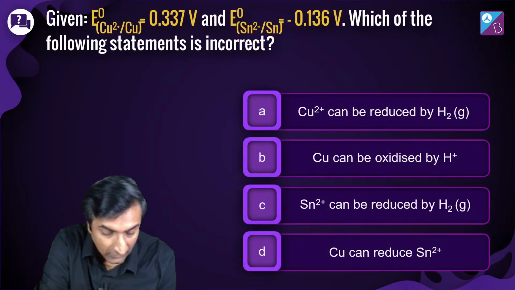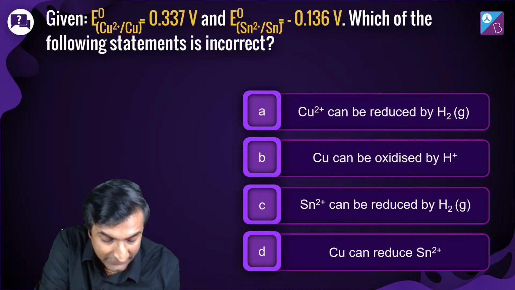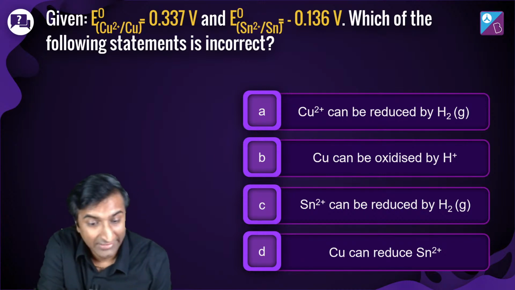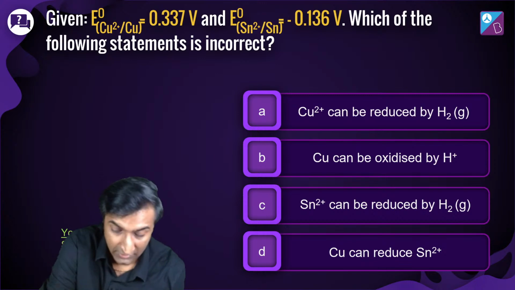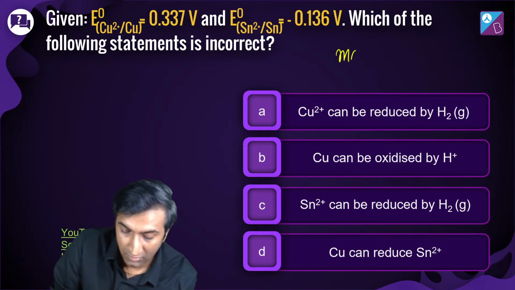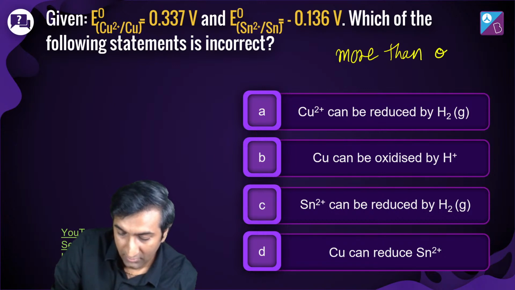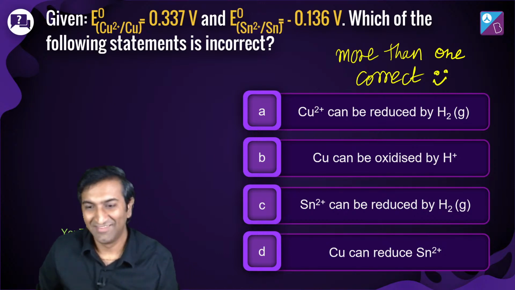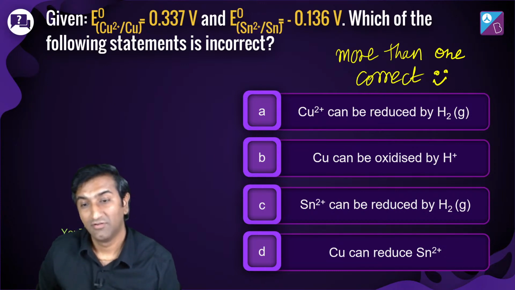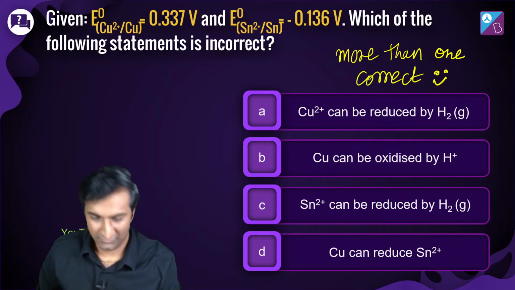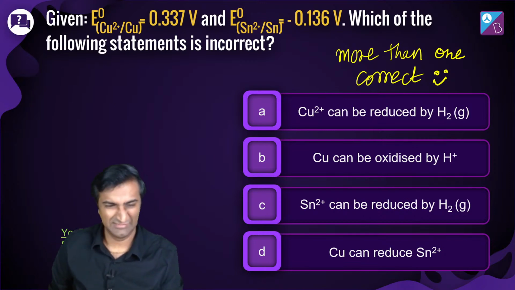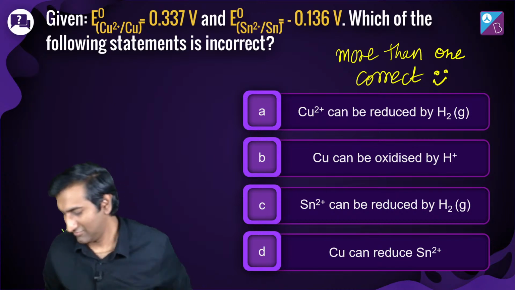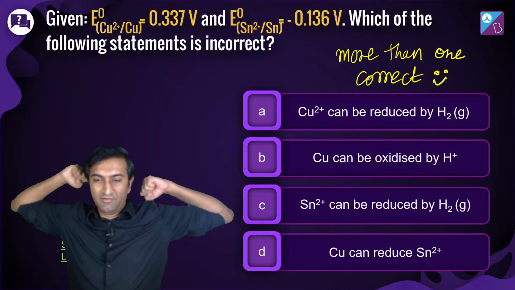Given the E naught of copper 2 plus and Sn2 plus, which of the following statements is incorrect? Try it. This can be a good question. All right, nice. Which one of these is incorrect? More than one is correct. Can you try this out? Read it. Anyway, make an attempt.